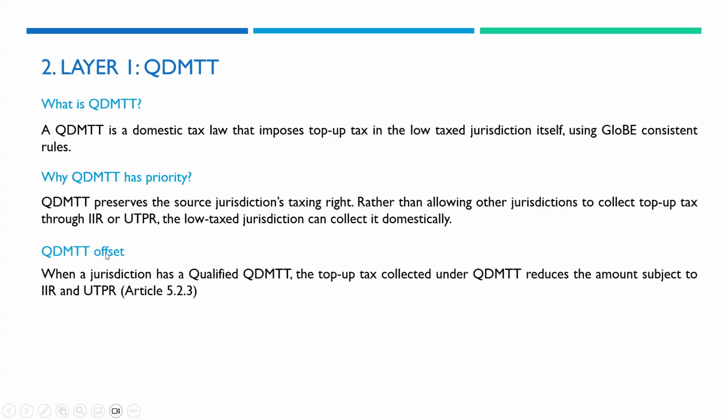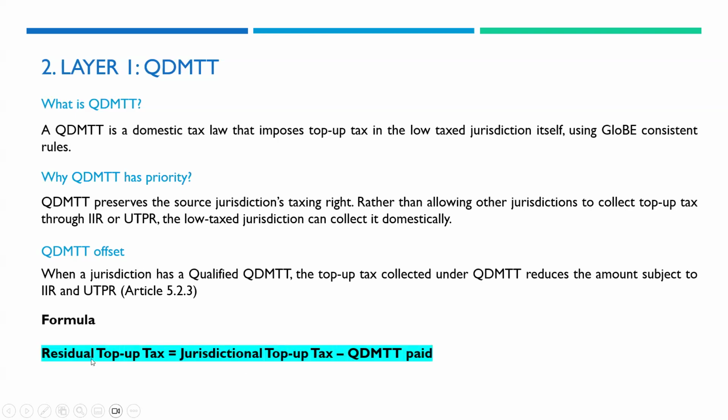Now there is something called QDMTT offset also. Nothing but, when a jurisdiction has a qualified QDMTT, top-up tax collected under QDMTT reduces the amount subjected to IIR and UTPR. So while you are calculating IIR, you have to deduct or reduce the top-up taxes collected by QDMTT. Okay. So the residual top-up tax which will go for IIR calculation is jurisdictional top-up tax minus QDMTT already paid. This is going to be the residual top-up tax used for IIR allocation.